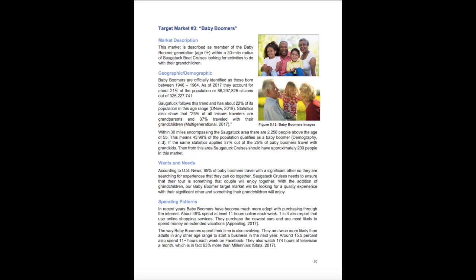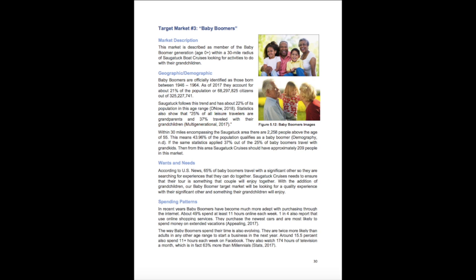So the target market that I chose is baby boomers traveling with grandchildren that live within a 30-mile radius of Saugatuck Boat Cruises. Baby boomers are identified as those born between 1946 and 1964. As of 2017, about 21% of the population accounted for baby boomers. About 37% of baby boomers travel with their grandchildren.